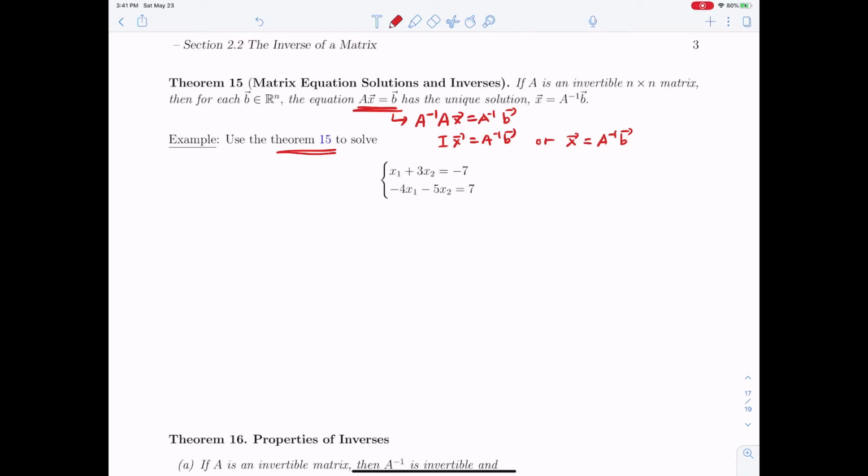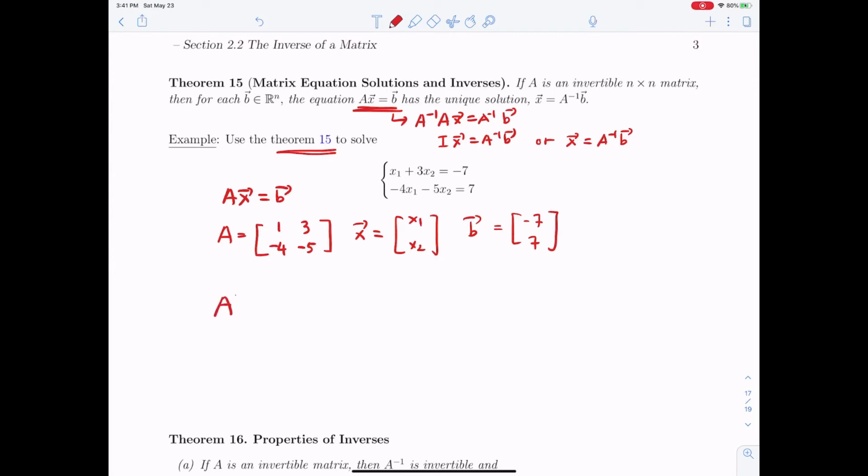Okay, if you write this as the matrix equation AX equals B, then we have A as the coefficient matrix, which is given by 1, 3, negative 4, negative 5, and X equals x1, x2, and B is negative 7 and 7. And we can calculate the inverse matrix of A.